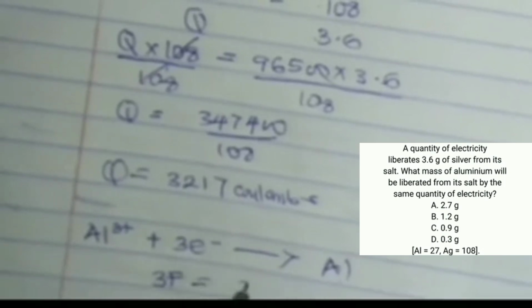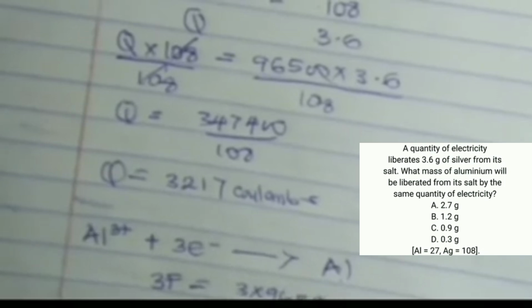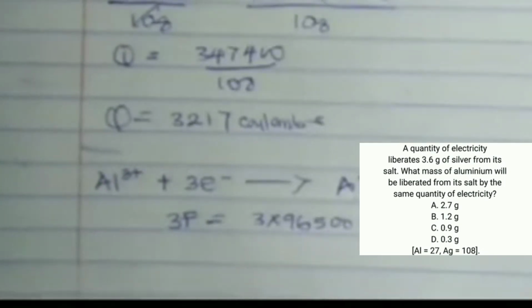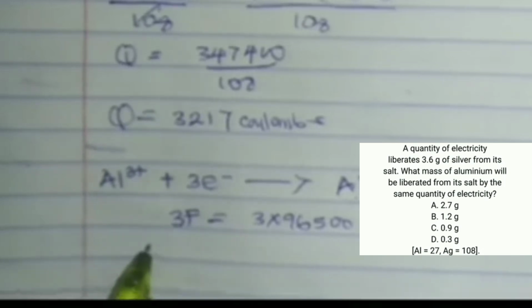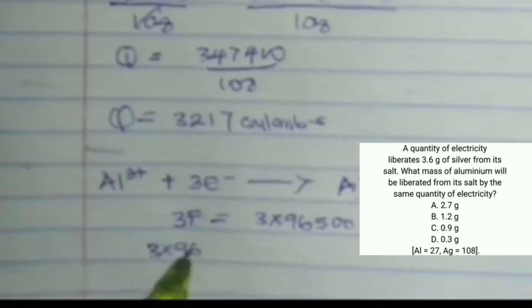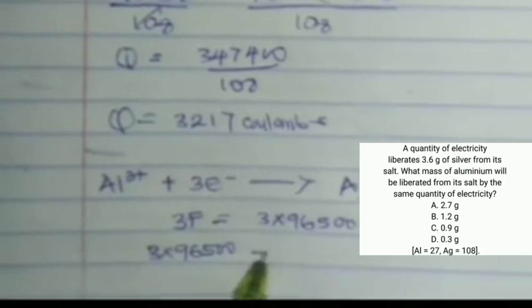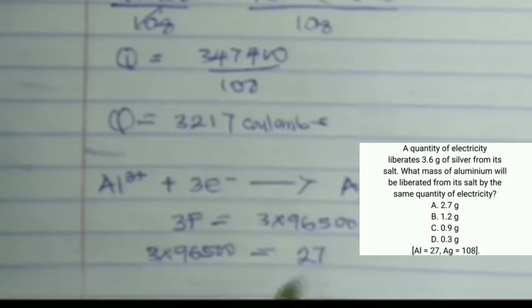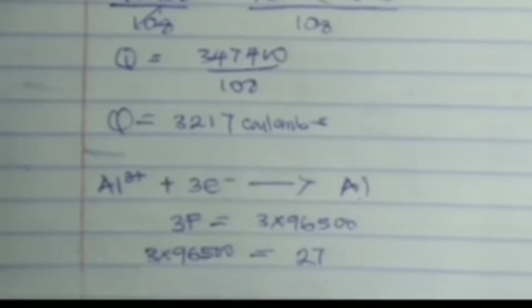All right, so it means that 3 Faradays was responsible for liberating the original mass of aluminum, and 3 Faraday is equal to 3 times 96,500 coulombs. Don't forget that a single Faraday is 96,500 coulombs. Okay, so now that we understand that, we will now say that our 3 times 96,500 coulombs, which is the number of Faradays that is required, liberated the original mass of aluminum, and the original mass of aluminum is 27.